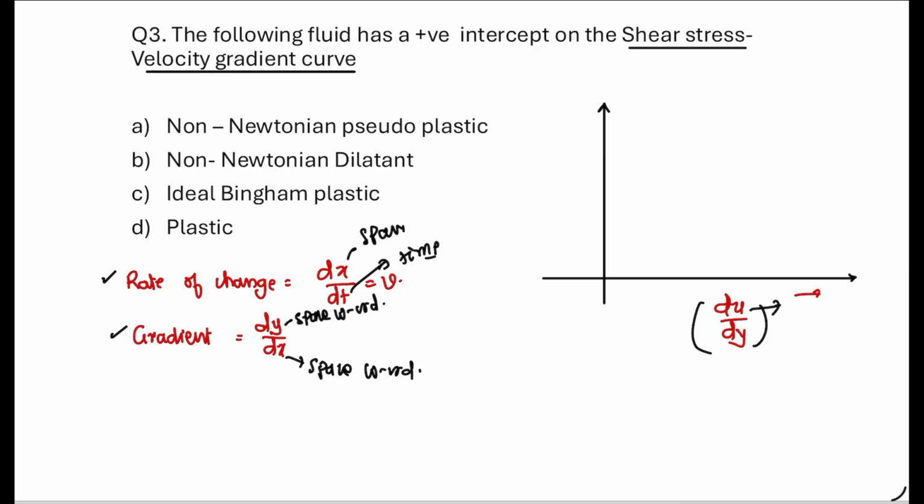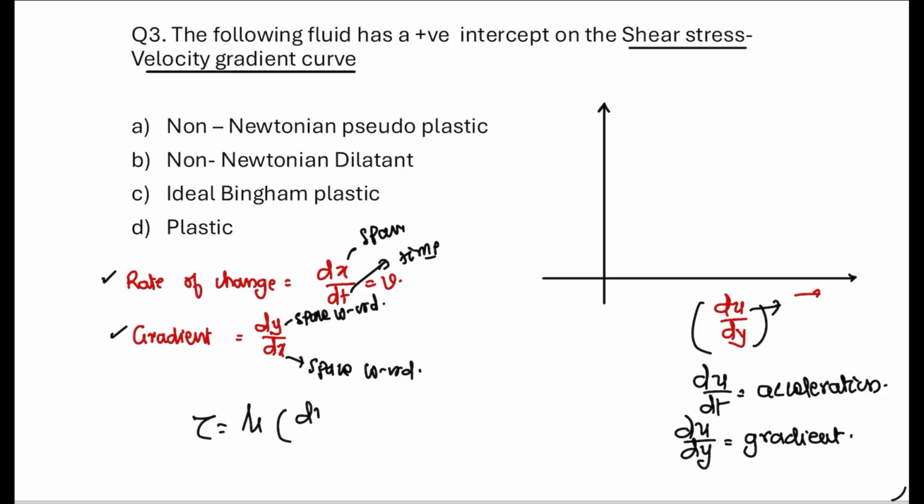Rate of rate, what will be rate of rate? du by dt will be acceleration, whereas du by dy is equal to gradient. And as per Newton's law, tau is equal to mu into du by dy, something k we can say, some constant, where mu is the viscosity, du by dy is the gradient, tau is the shear stress.